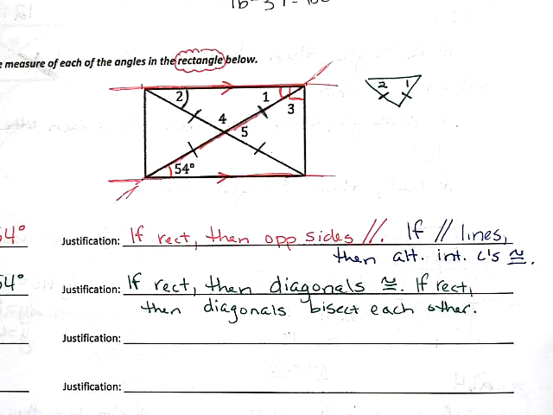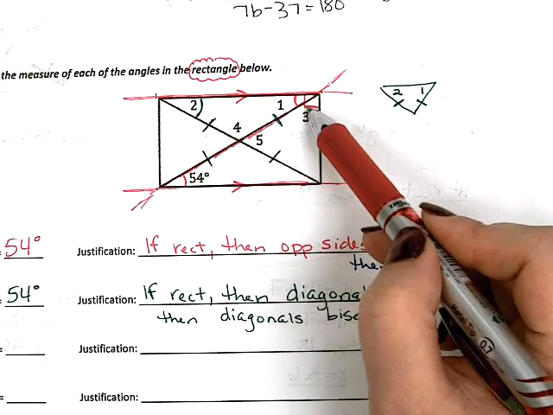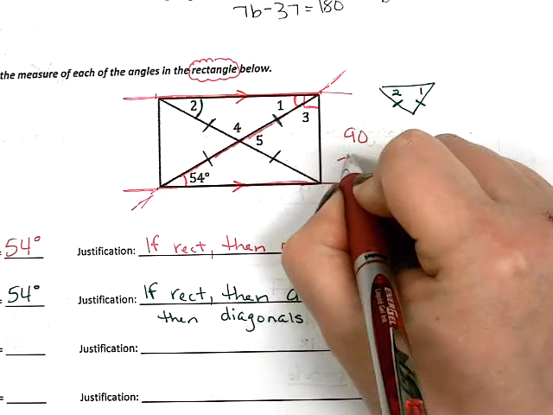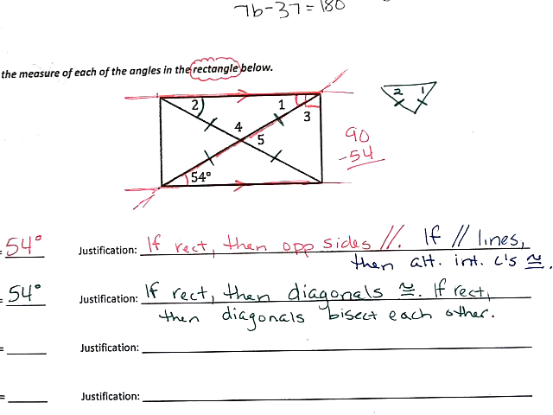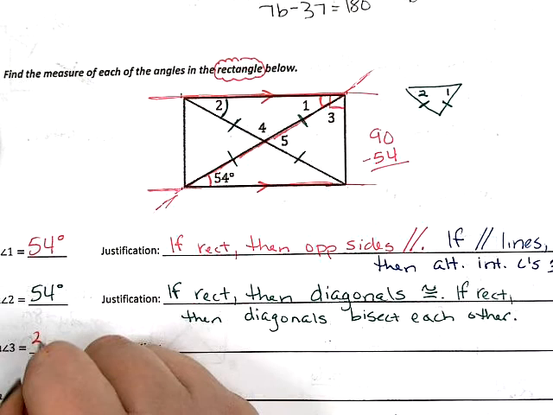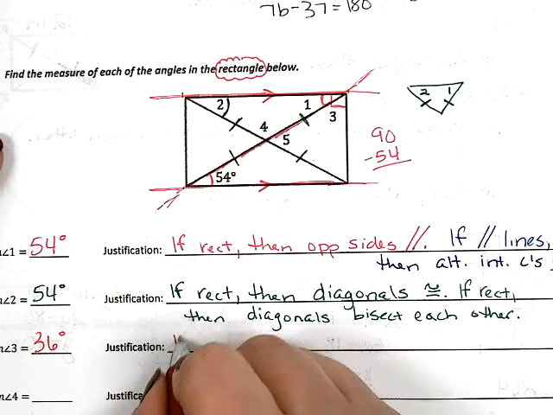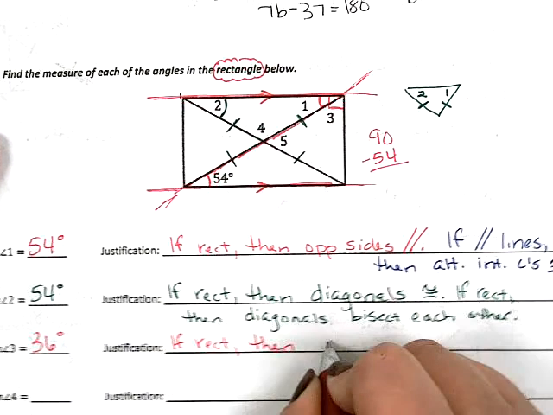Moving along, angle 3. Well, angle 3 is right here. We said that since this is a rectangle, this was 90 degrees. So if we do 90 minus the 54 that we already have, we get that the measure of angle 3 is 36 degrees. Okay, we know that because we have a rectangle, so if rectangle, then 4 right angles.